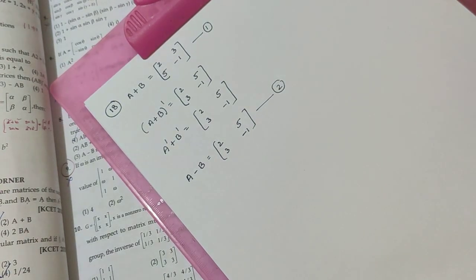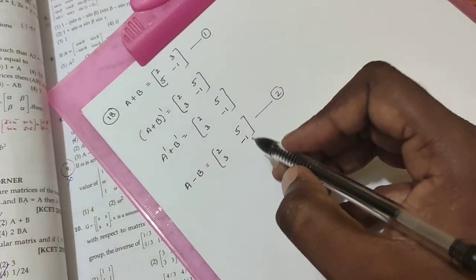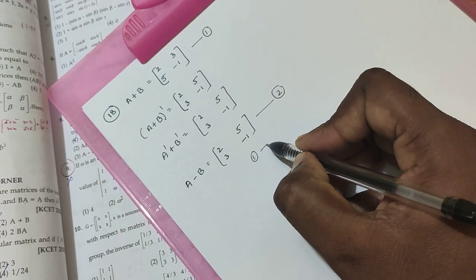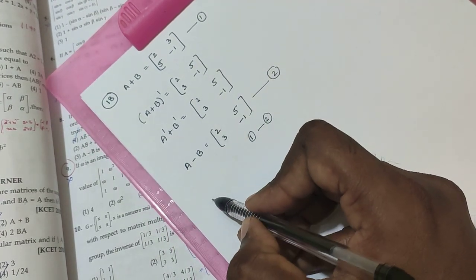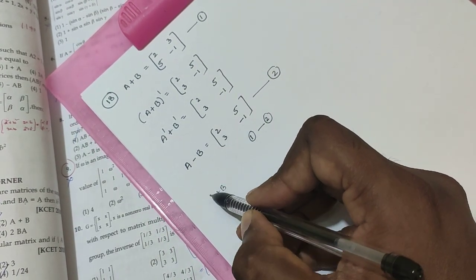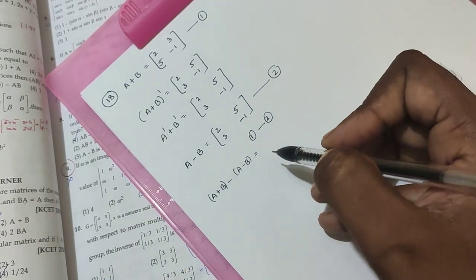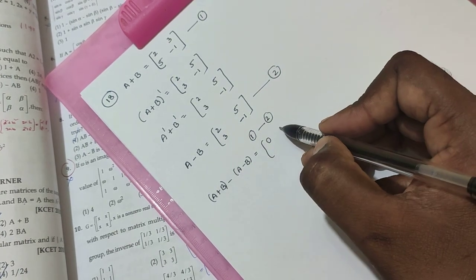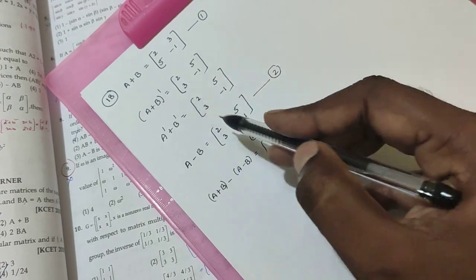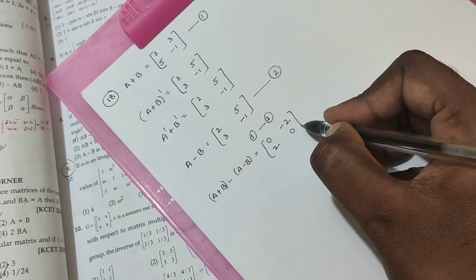From these two equations, we need to find the value of B. That's why I am subtracting these two. If you subtract, what is the LHS of equation 1? A plus B minus A minus B. That equals 2 minus 2, 0; 3 minus 5, minus 2; 5 minus 3, 2; minus 1 plus 1, 0.